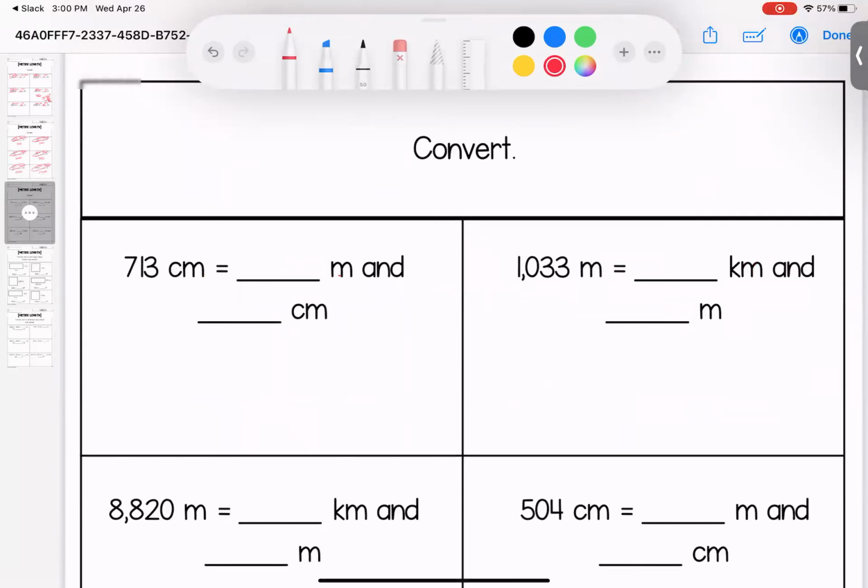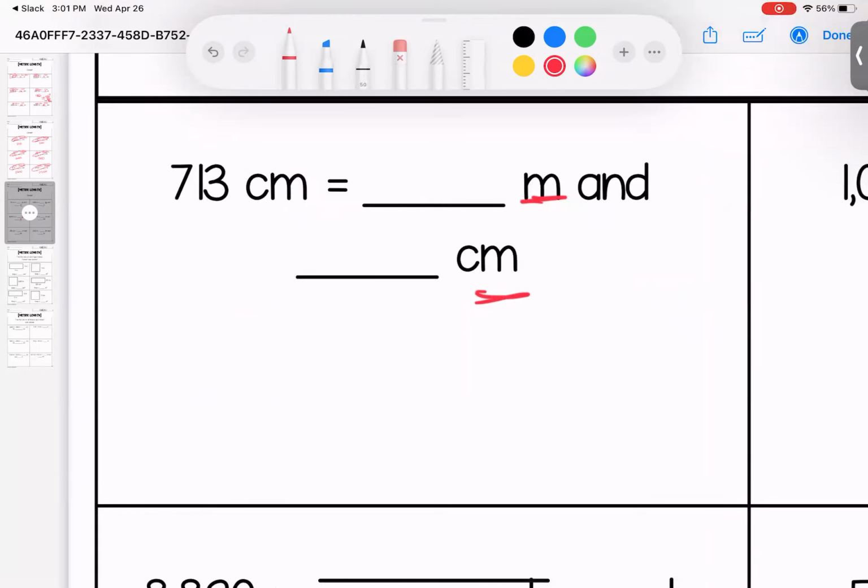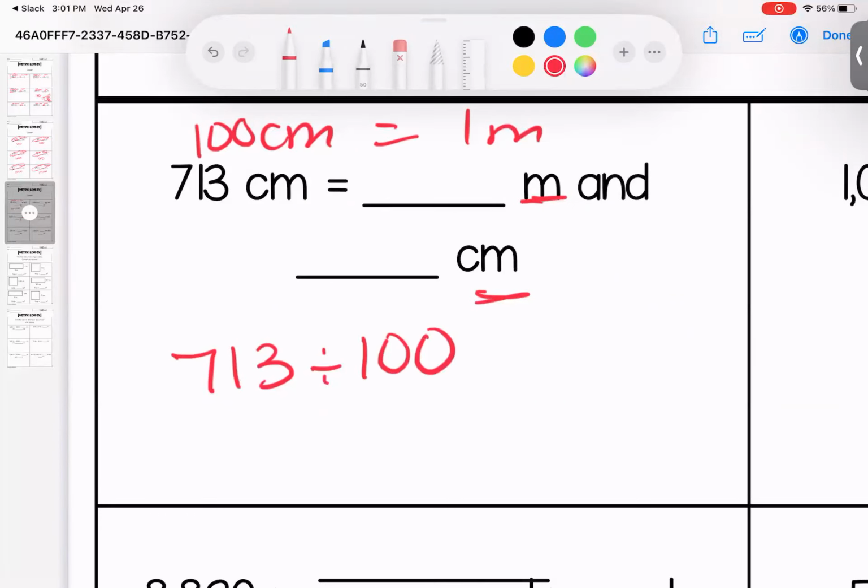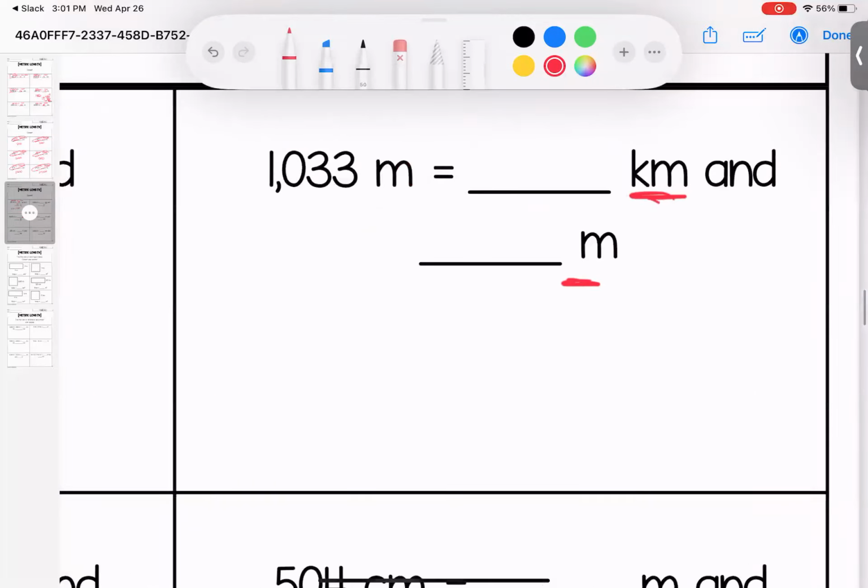All right, loves. We are seeing mixed labels, which tells us there's going to be leftovers, okay? So 713, we have 100 centimeters in 1 meter, which means we're doing 713 divided by 100. I can take out 7 groups of 100. There would be 13 centimeters left. Meters to kilometers, I'm dividing by 1,000. I can take out 1 group of 1,000. There would be 33 meters left.